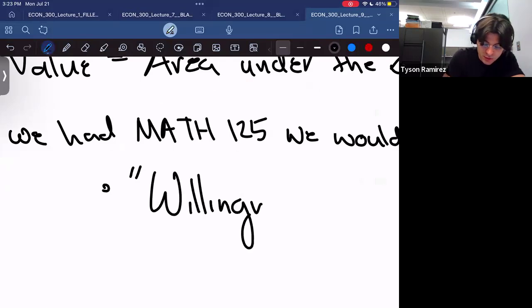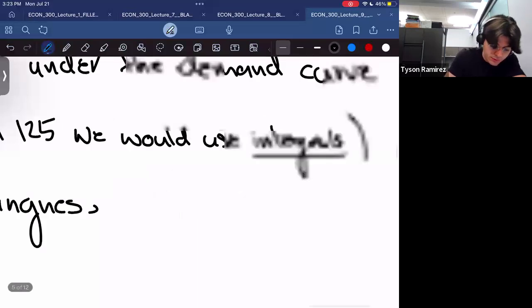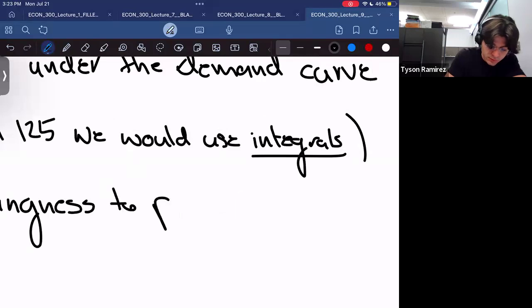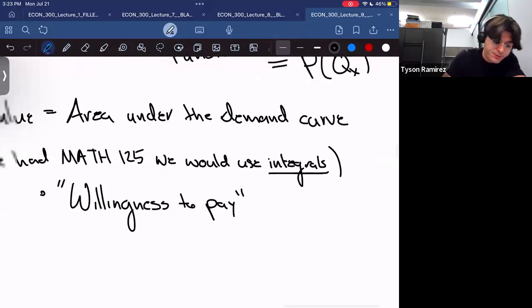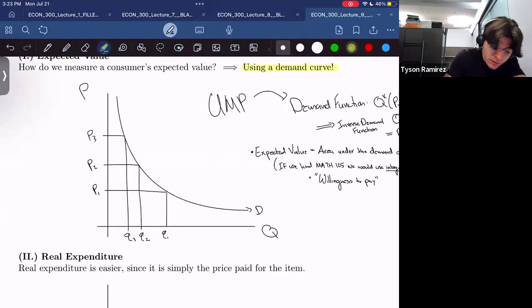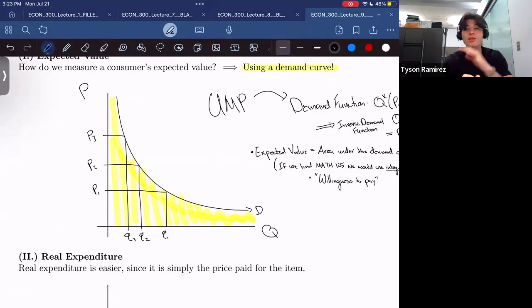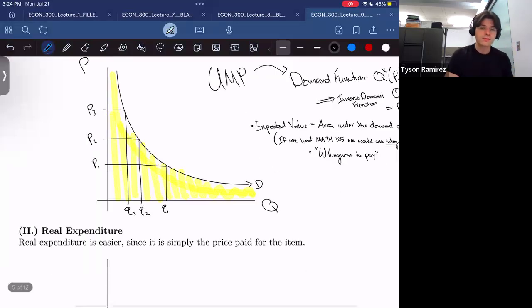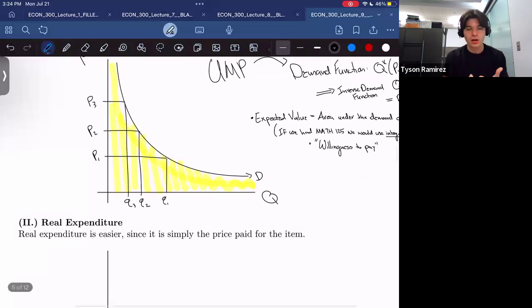You'll see this phrase thrown around a lot. I know I like to throw it around a lot. All right. So that's how we measure expected value. But remember, there's more to the story, right? That's how we measure expected value, with the area under the demand curve. We still need to subtract out the costs, all right?